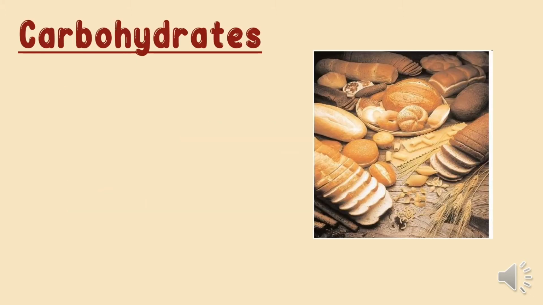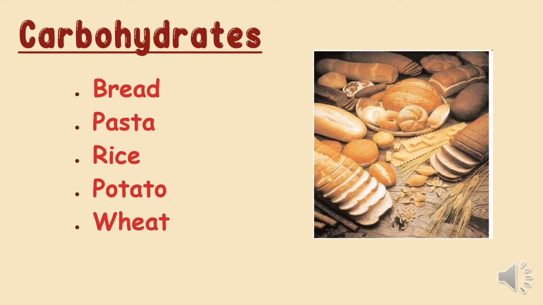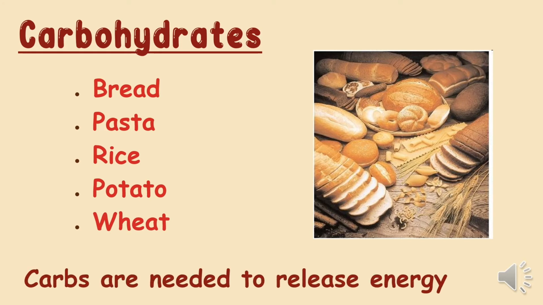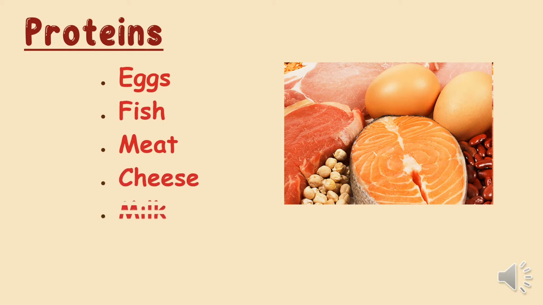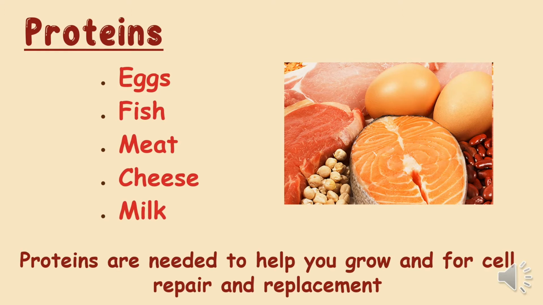Now, what are carbohydrates? We already said these are the foods which give us energy, right? Like bread, pasta, rice, potato, wheat. All these are examples of food which gives you energy. Next one is proteins. Like you can see in the picture, you can have eggs, fish, meat, cheese, and milk, and these help you to grow and for repair, right? Cell repair and replacement.